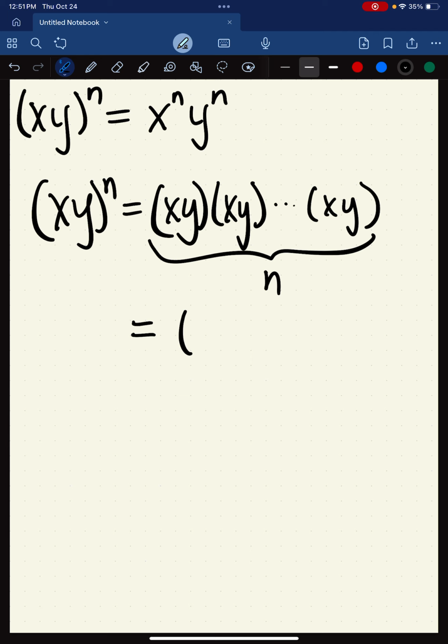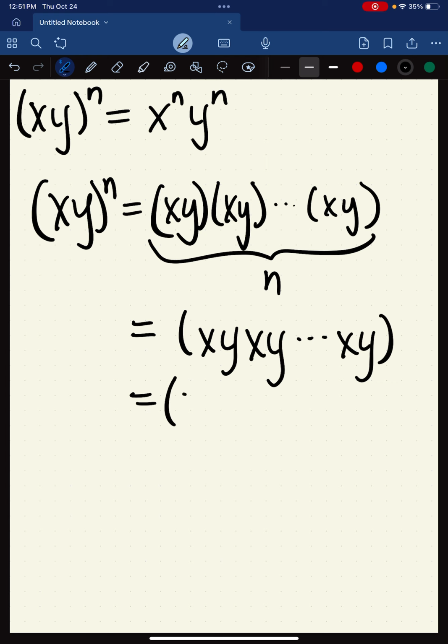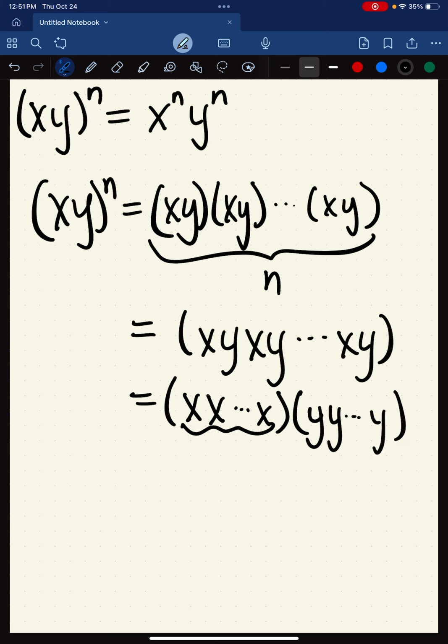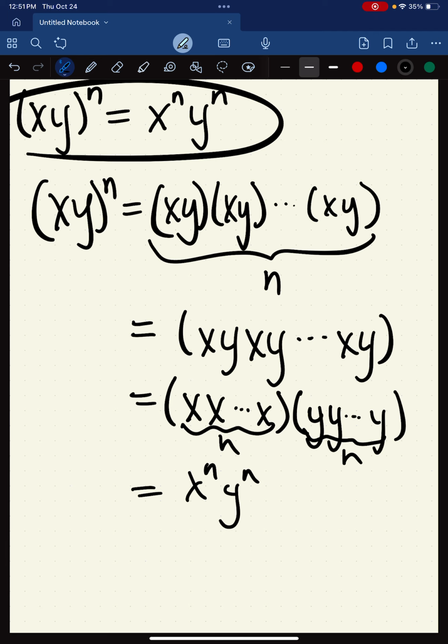That is going to give us, we can use the associativity property and just bring everything together. xy, xy. We don't need the parentheses because all of it's multiplication. Okay, we can use the commutativity property now to put all the x's together, and I'll go ahead and invoke the associativity property as well, and the y's. Well, remember there are n of these and n of these, so that's x to the n times y to the n, as we wanted to show.